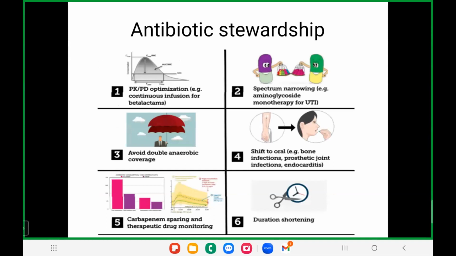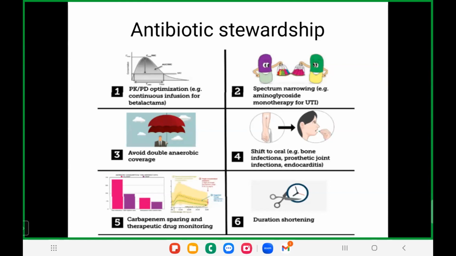So moving to the next important thing, antibiotic stewardship. You need to know the pharmacodynamics, like whether it is time dependent killing or concentration dependent killing. So whether you need to give continuous infusion of beta lactams, so that the killing can happen smoothly. And you need to know what organism you want to target, and whether you can have safe options like narrow spectrum antibiotics to cover this organism.